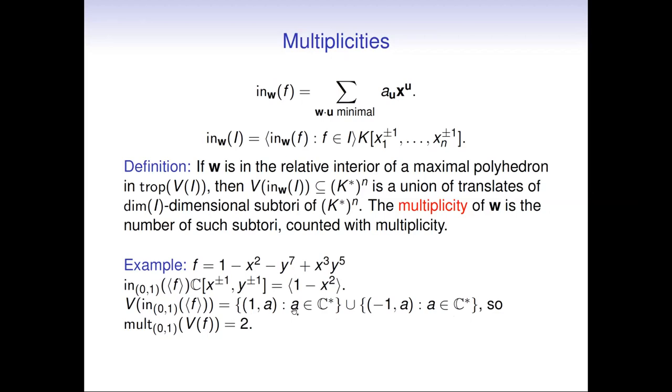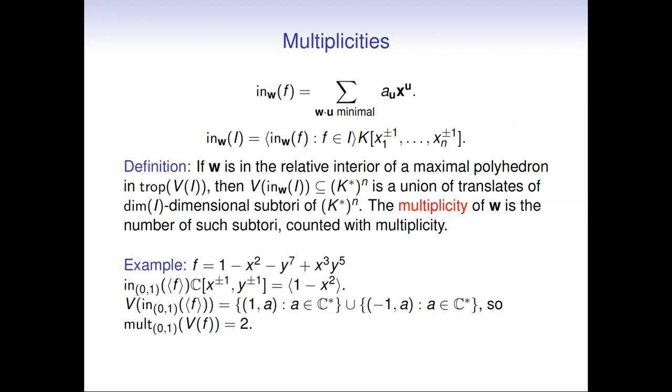And this is a subtorus because it's just a copy of C star, which is a one-dimensional subtorus. And then here, this is a translate because it's just a translate by minus one. Okay, and we have two, so the multiplicity is two. Okay, how do we see in general that this is a union of subtori?